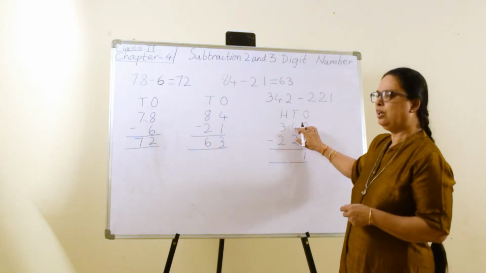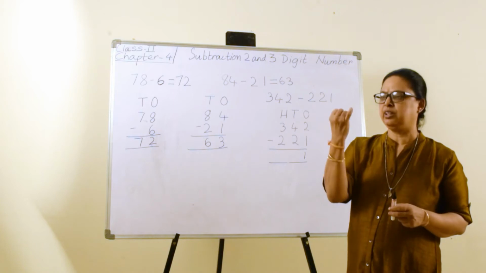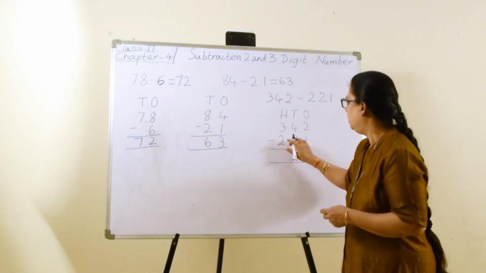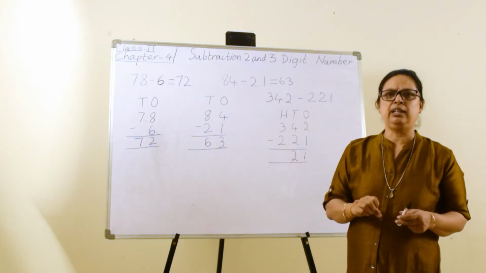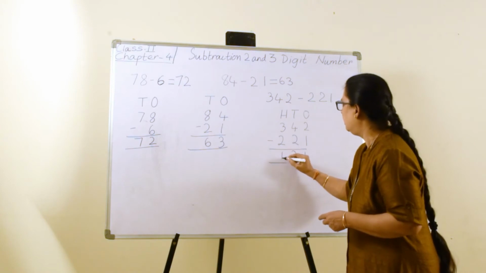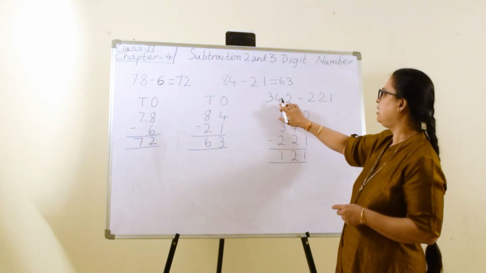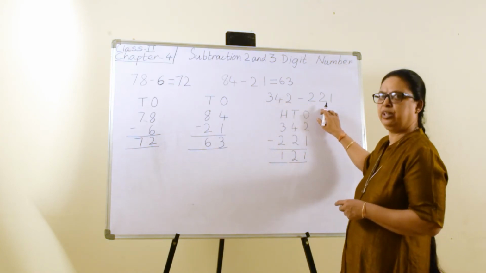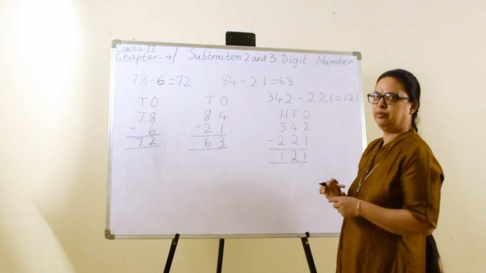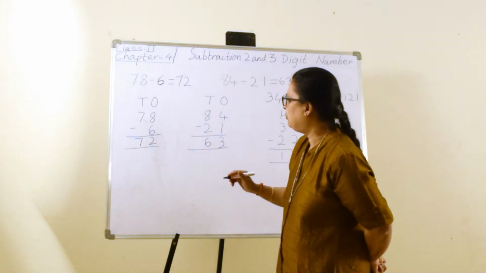Now after 2, count till 4. After 2, 3, 4. So 2 is the difference here. Now after 2, count till 3. After 2, 3. So the difference is 1. So the answer here is 342 minus 221 is equal to 121. Now let us take one more number.